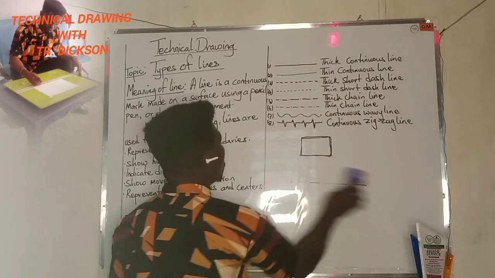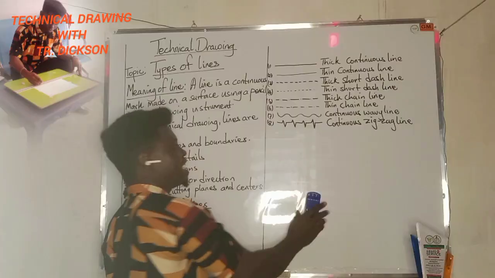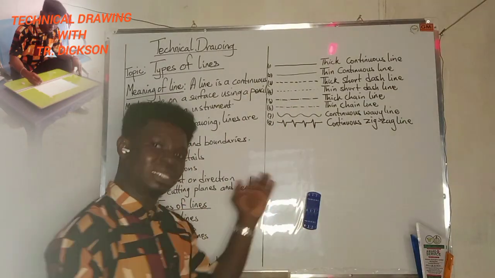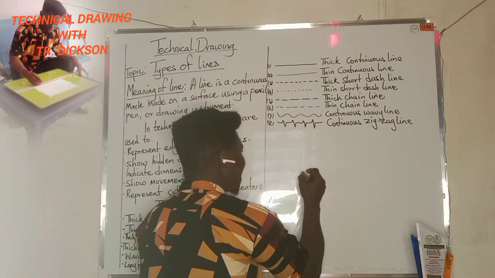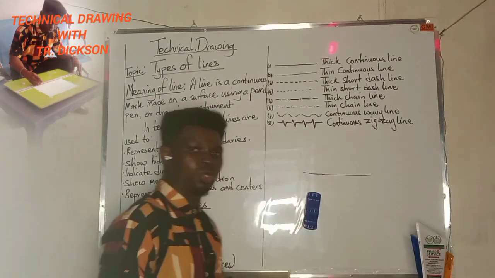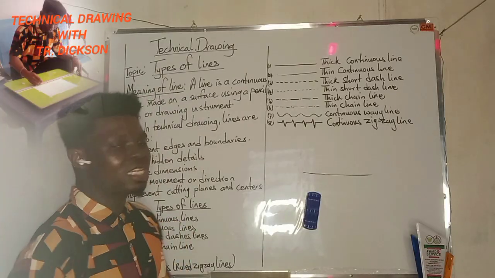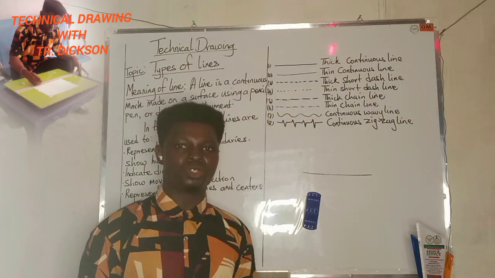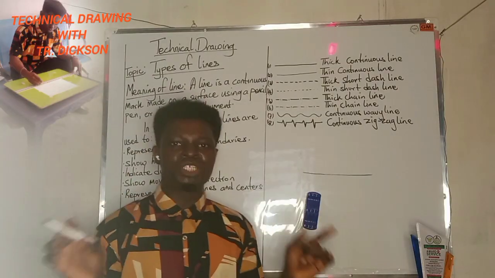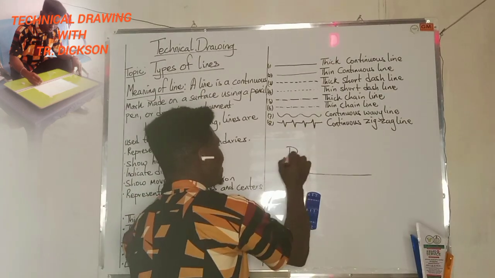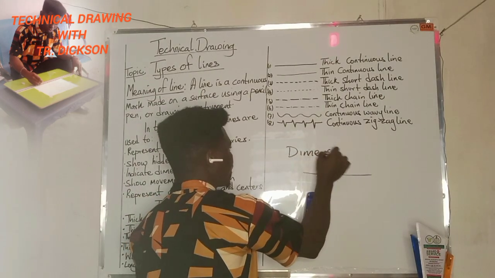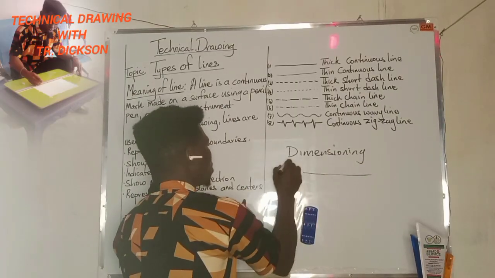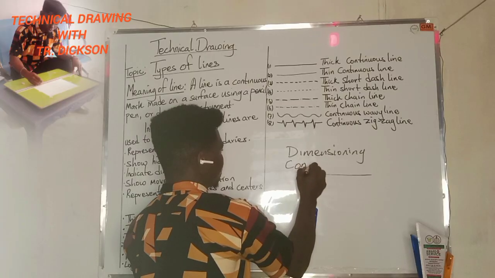All right, the second one is the thin continuous line. Like I said, it is contrasting the first one. Now, what do we use a thin continuous line for? As the name implies, it is a line that is drawn tiny. It is not as bold as the other one. Right. Now, what do we use this for? A thin continuous line is used for these four things I'm going to mention. Number one, dimensioning. We also use it for construction.